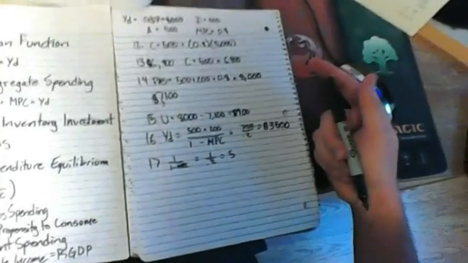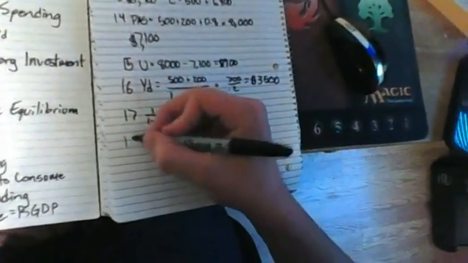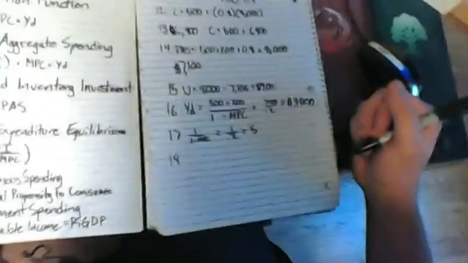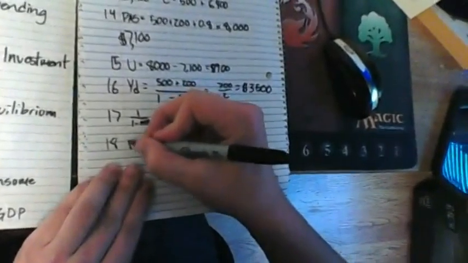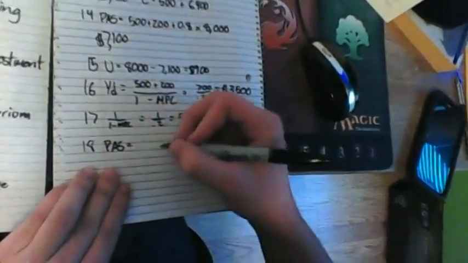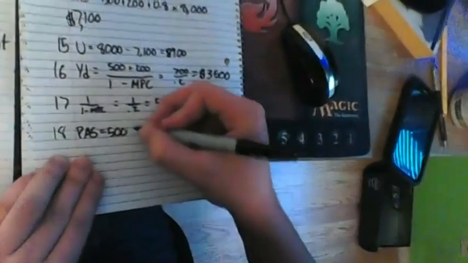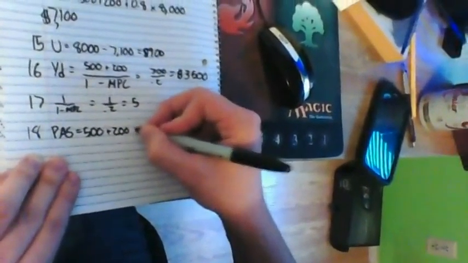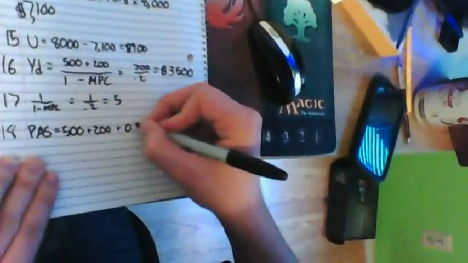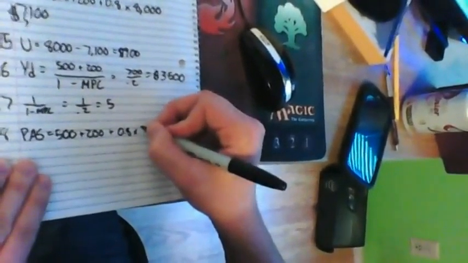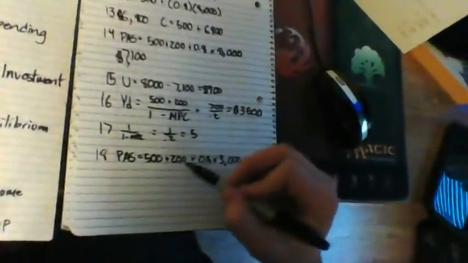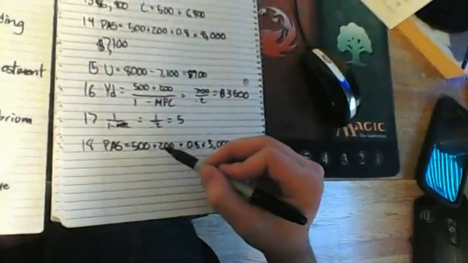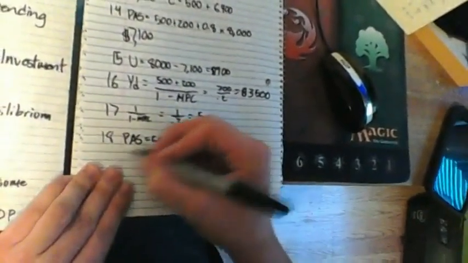Next, we're going to go to number 18. It asks if GDP is instead $3,000, what is the planned aggregate spending? Okay, so we go to the PAS. We have our 500 plus our 200 plus now our 0.8 because that has not changed, but we're multiplying it only by 3,000 this time. Now 0.8 times 3,000, that's going to be 2,400. Plus the 200, 2,600, and plus the 500, we get $3,100.